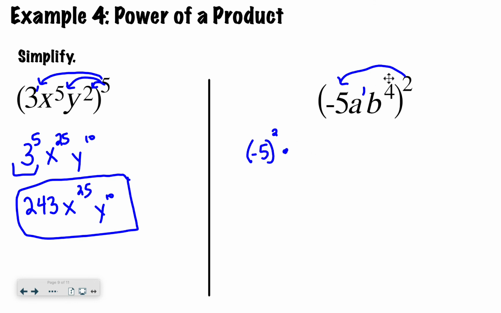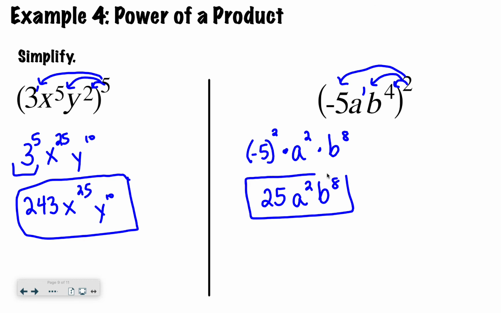And then this is a to the first, so 2 times 1, that would be a to the second. And then 2 times 4, that would be b to the 8th. All right, so negative 5 squared, if I type that into a calculator just like that, that is a positive 25. And then a squared, b to the 8th. And then I'm all done. Perfect. Okay, that's as far as you have to go. So now I want you to try simplifying this expression. Good luck.